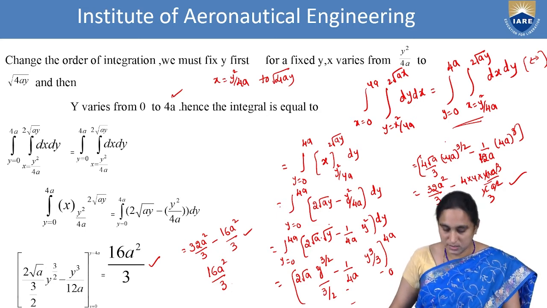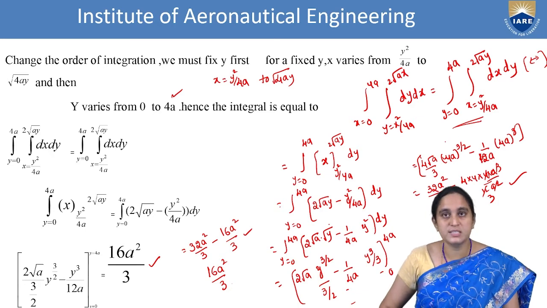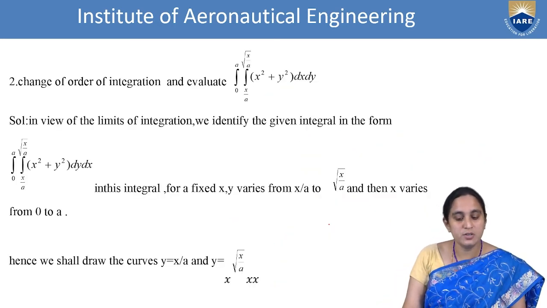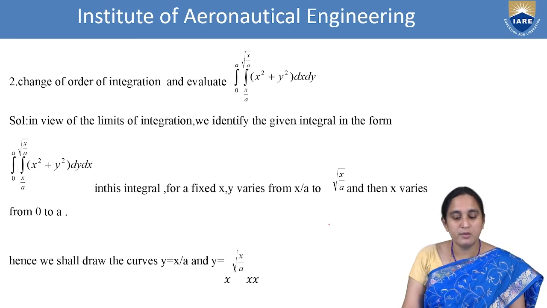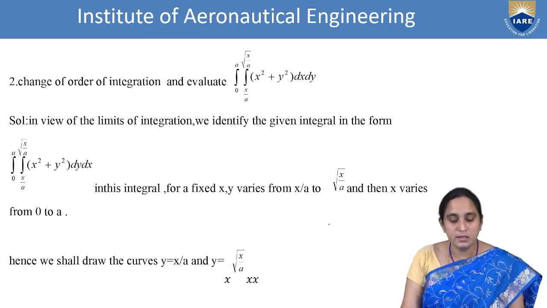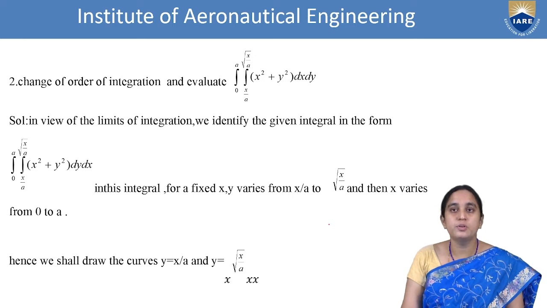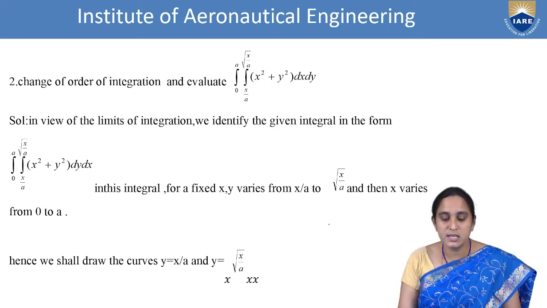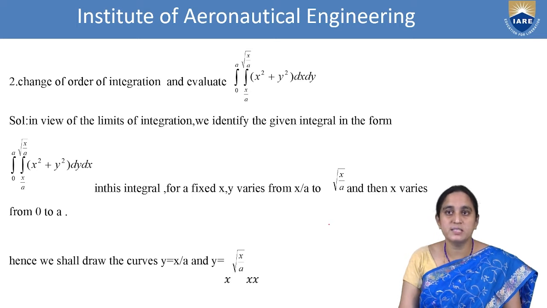Okay, now I'll go through the second question that has change the order of integration. Evaluate integral 0 to a and integral x by a to root x by a, x square plus y square into dx dy. Integration of 0 to a and integral of x by a to root x by a, function is here x square plus y square into dx dy.